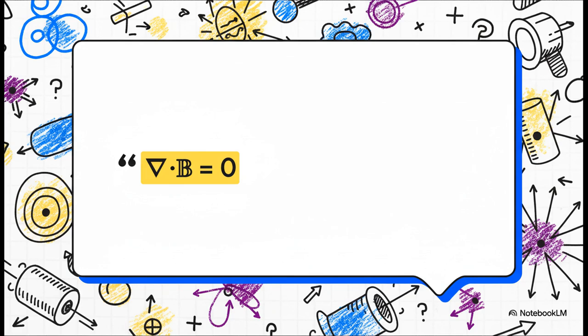Now, take a look at this. One of the cornerstone equations on this map is that the divergence of B is 0. This isn't just some abstract math, okay? This has a really profound physical meaning. It tells us that magnetic fields don't have sources or sinks like electric fields do. Putting it another way, no one has ever found a magnetic monopole, a pure north or a pure south pole just by itself. It doesn't seem to exist.